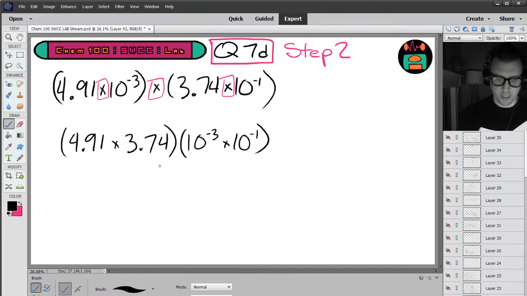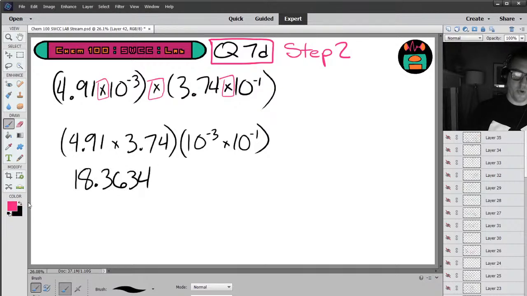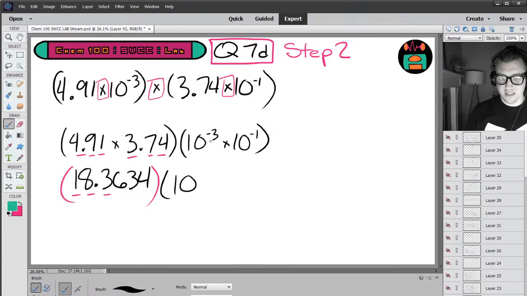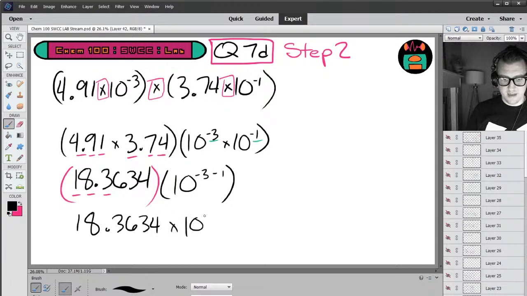4.91 times 3.74 comes out to be 18.3634. We can only have 3 sig figs from this multiplication, so I'm going to put 3 lines to remind myself. Now, if we have 10 to the negative 3 times 10 to the negative 1, we just got to add the exponents. This is 10 to the negative 3 minus 1. So this is 18.3634 times 10 to the negative 4, and there are 3 sig figs in this number.